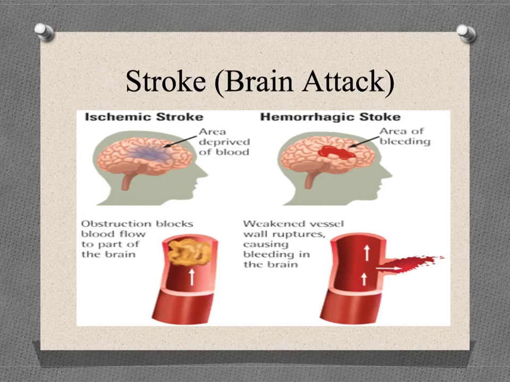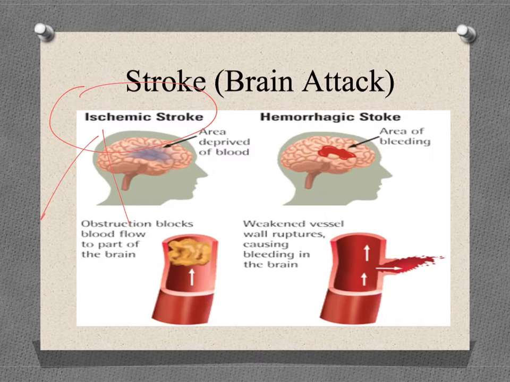It's a visual picture of what a stroke is, or you can think of it as a brain attack. It's just to help you remember what it is, because it's very similar to a heart attack. It's basically a brain attack, very similar to what we see in occlusion of a coronary artery that leads to a heart attack. Same thing can occur in the cerebral arteries. You can have a blockage that obstructs blood flow to an area of the brain and can cause ischemia or necrosis.